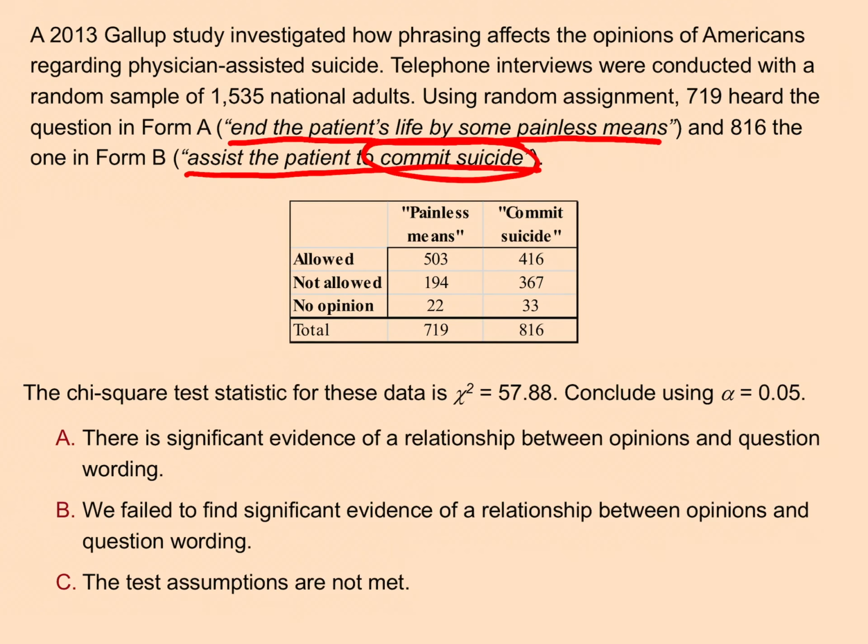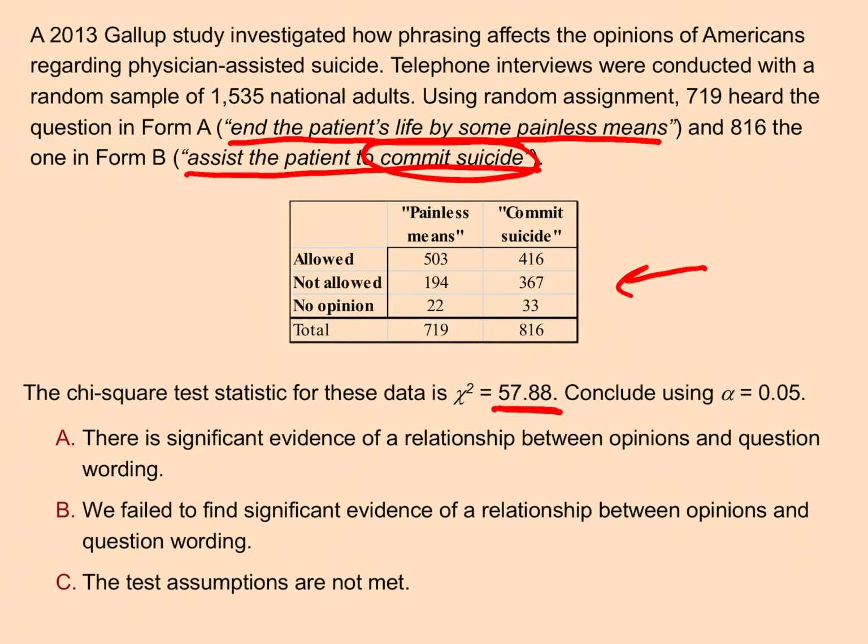All right. So here's our data table, our two-way table. So we have painless means, 503 said allow it, commit suicide, 416 said allow it. Painless means, not allowed 194, 367 for commit suicide. And right there is probably our key difference, as you can see, okay? The chi-square test for these data turns out to be 57.88. That's a large chi-square. And so right now, if you know anything about the table at all, that tells you it's significant, okay? So we'll see that in a second.